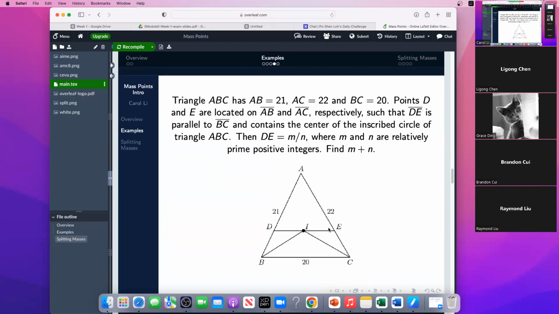Oh yeah, it is the next one. Okay, this one is actually quite hard. It's an AIME question, and because it's an AIME number 7 already, but that's the basic idea of a mass points question of how to find the ratios.